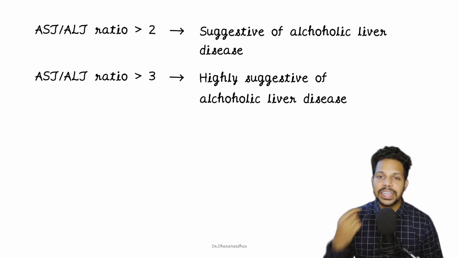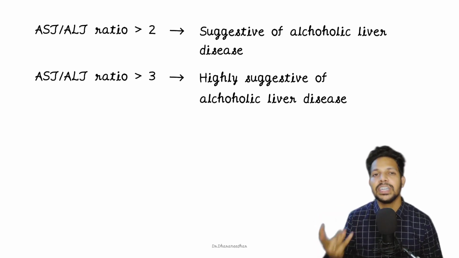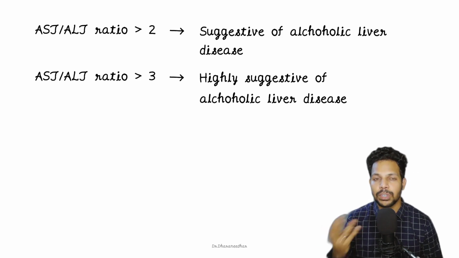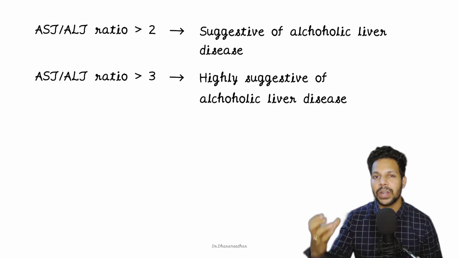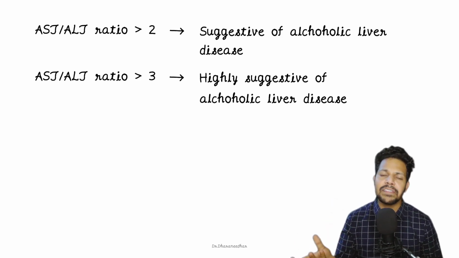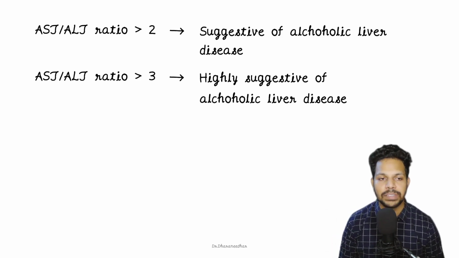Because increased intake of alcohol will result in the deficiency of pyridoxine, and this will further result in the deficiency of pyridoxal phosphate. This pyridoxal phosphate is required for the production of ALT, and hence the ALT elevation is lesser because of this pyridoxal phosphate deficiency. Relatively, AST elevation will be high, and that is clear in case of an alcoholic liver disease.